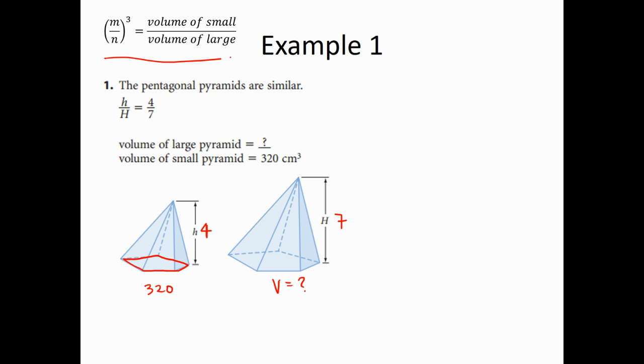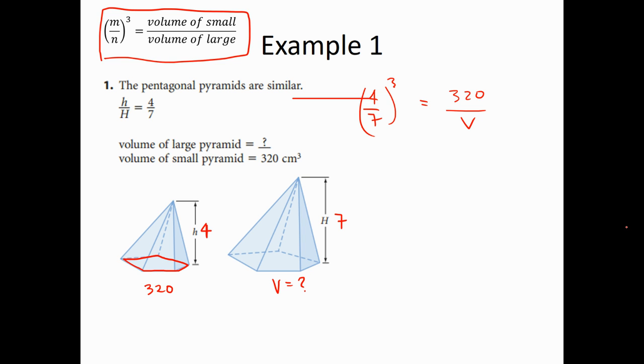So instead we're going to use our formula and set it up. So the 4 over the 7 goes in for the m and the n, and then the volume of the small goes on the top, volume of the large goes on the bottom. And now we could type this whole thing into our calculator, but we're going to get this really nasty decimal that's going to be hard to work with. You're going to have to round it off, and then your whole answer will be off by a little bit. So instead, I'm going to keep the fraction and raise the numerator to the third power and the denominator to the third power and write it like this. Oops, that should be 320.